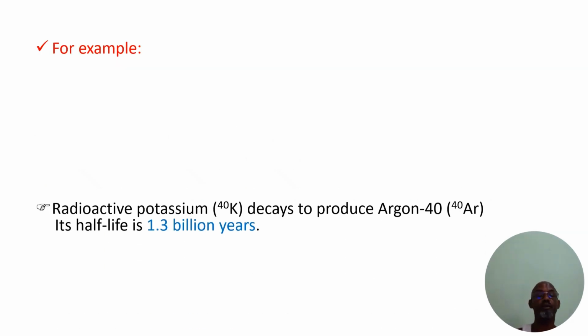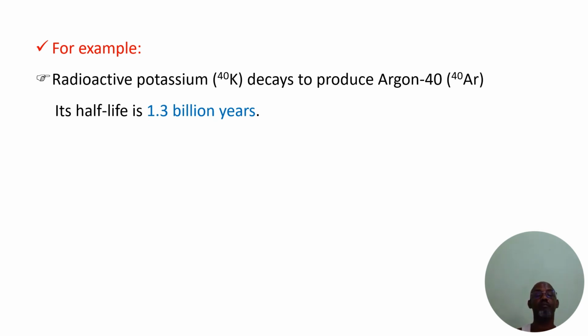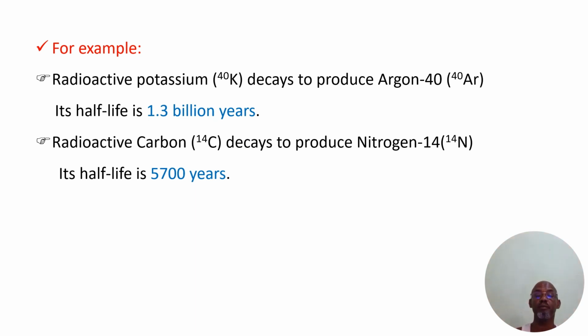And let me show you with an example: potassium 40 is radioactive. Radioactive potassium decays to produce its daughter element, known as argon 40. Its half-life is 1.3 billion years. Oh, this is really huge. Such radioactive elements can be used to measure fossils that have millions of years of age. Now, radioactive carbon 14 decays to produce nitrogen 14. Its half-life is 5,700 years.